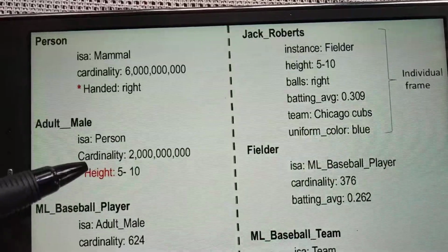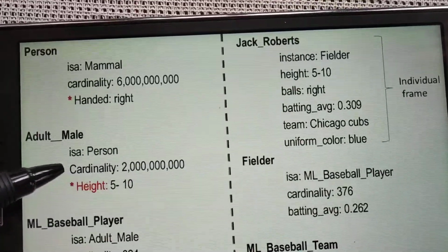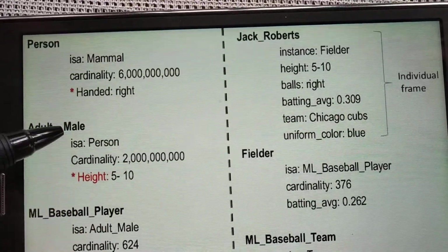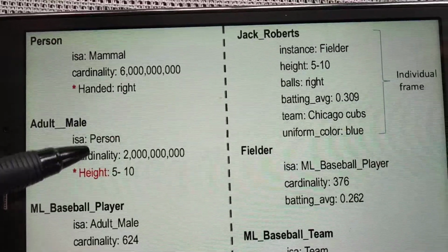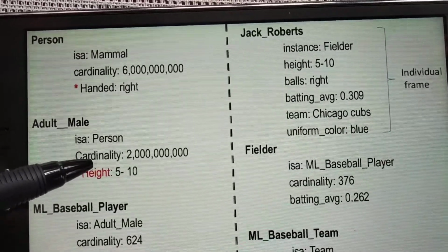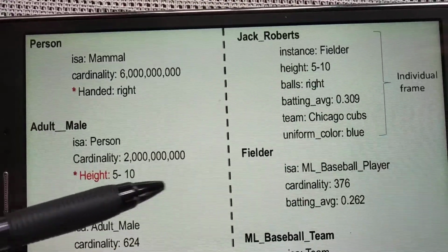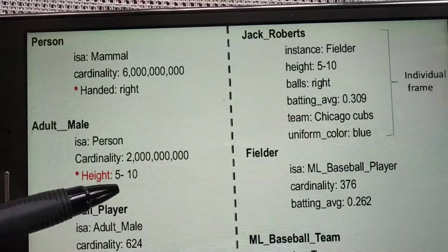Adult male is defining the cardinality as this. But this cardinality is a unique attribute of the adult male class itself. It is not inherited, but the handed attribute is inherited by adult male. I have not written it here because it is obvious that handed is inherited by the adult male class.